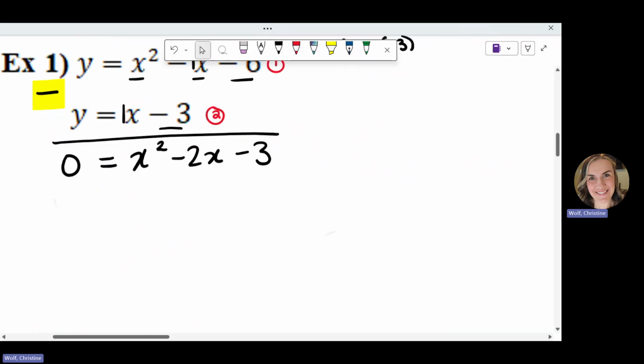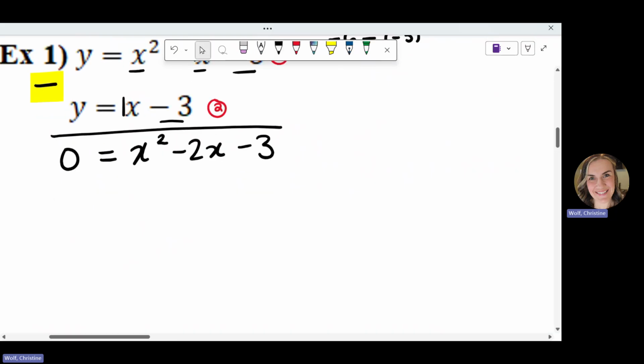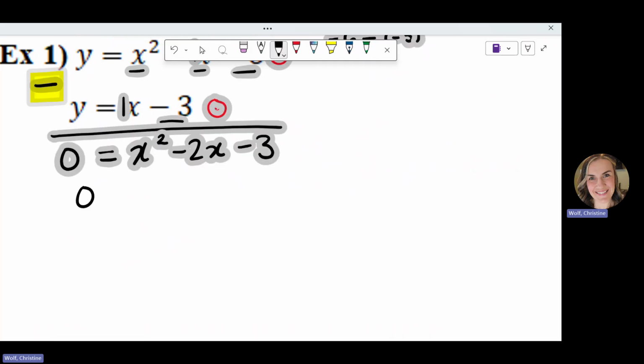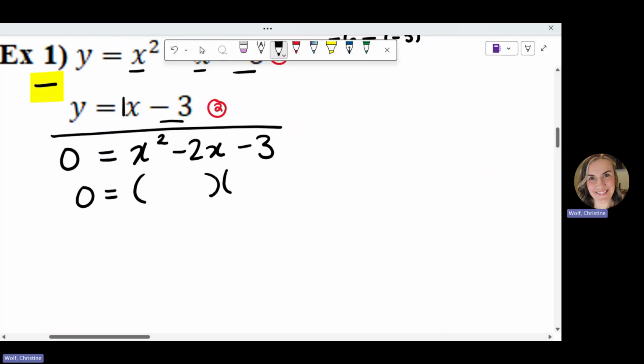All is well. I have this nice trinomial, and I'm going to cross my fingers that I can factor it. Okay, I have an a value of 1, so this should be quite simple if I can factor it. What two numbers multiply to negative 3 and add to negative 2? It would be 3 and 1.